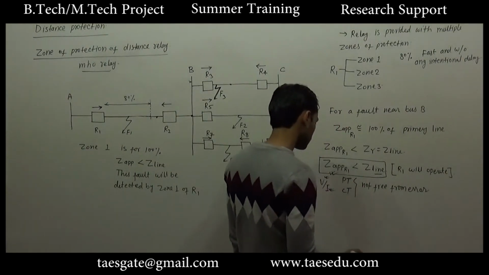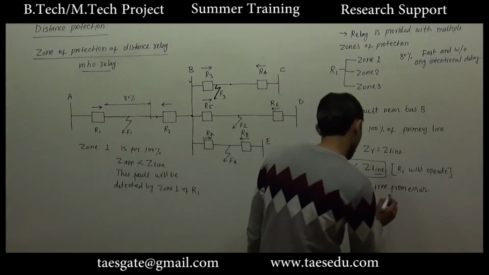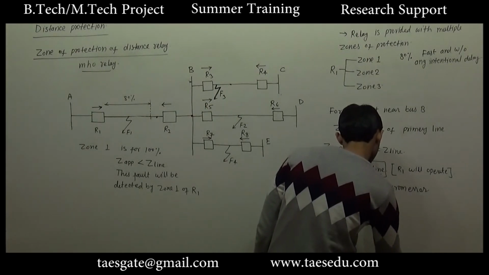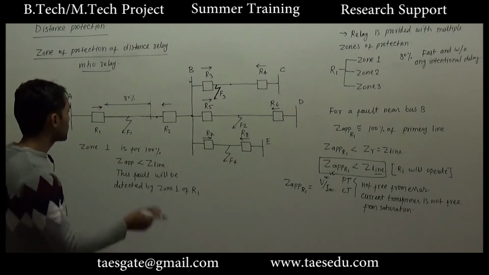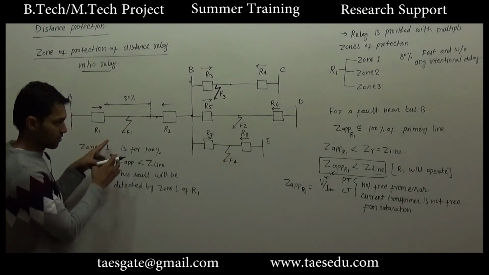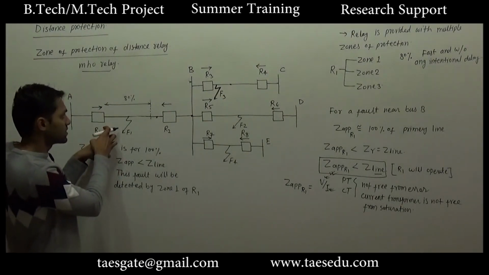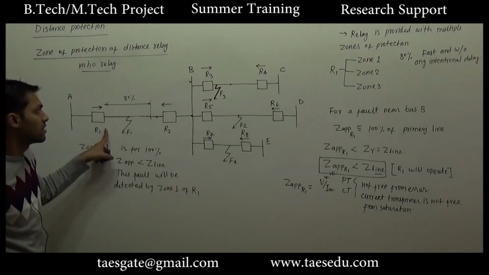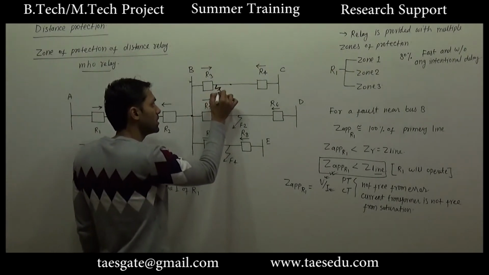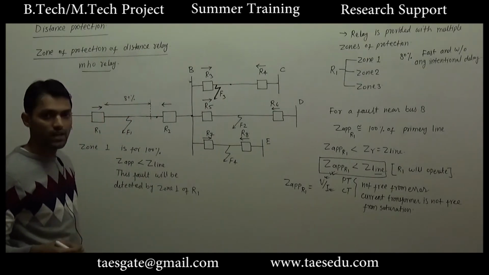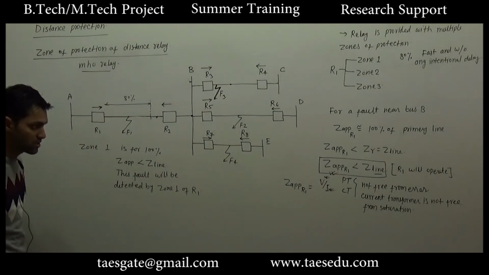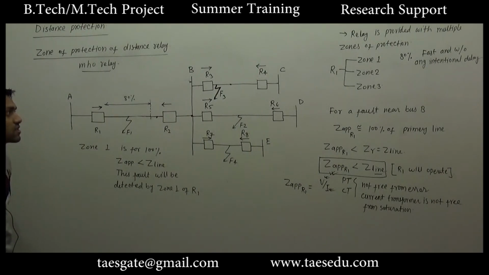Also, the current transformer is not free from saturation. When theoretically we are estimating the total impedance seen by relay R1, we are not considering any fault impedance here. Okay, so we are taking many approximations or many ideal situations which may not occur practically.